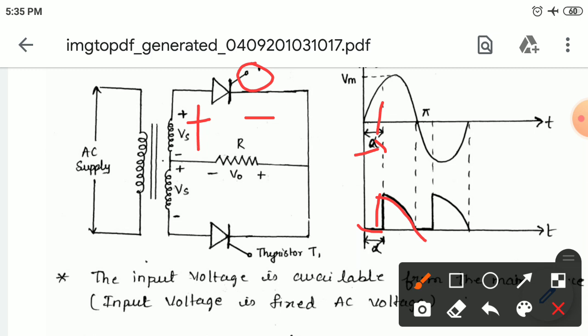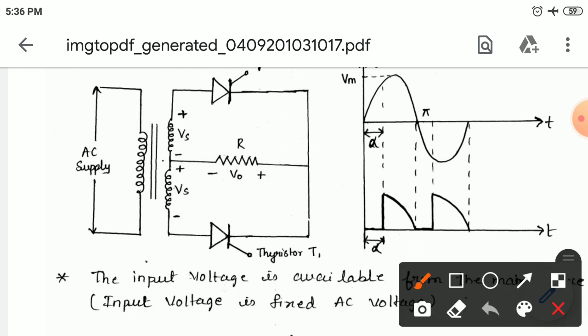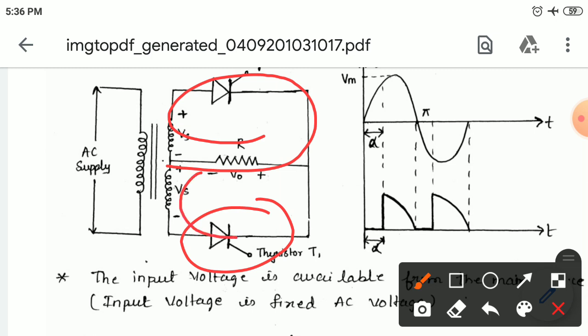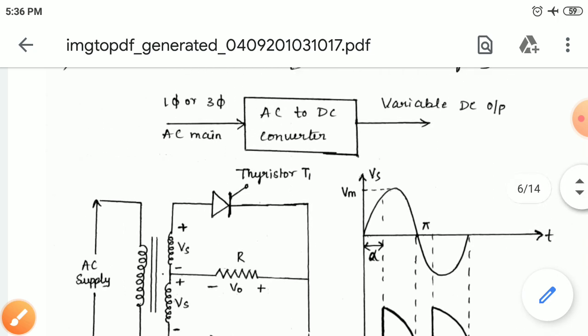Similarly, in the second half cycle, negative supply is applied. So this one is reverse biased and this one is forward biased. Along with that, the gate pulse is applied. Up to a certain time the gate is absent. Once the gate pulse is applied, your SCR starts conducting and transfers power from the supply to the load here. So during the positive half cycle, this SCR acts and transfers power from input to load. During the negative half cycle, this diode acts and transfers power from input to the load side.